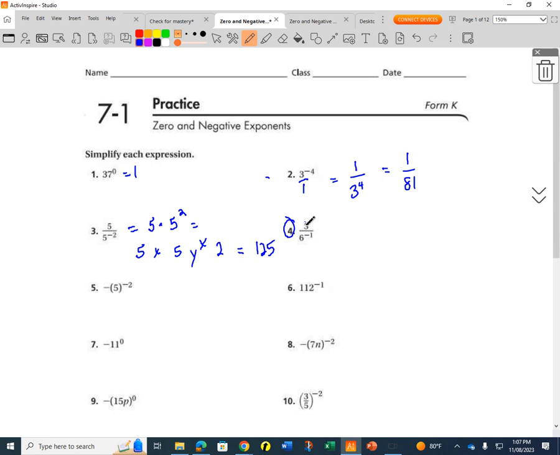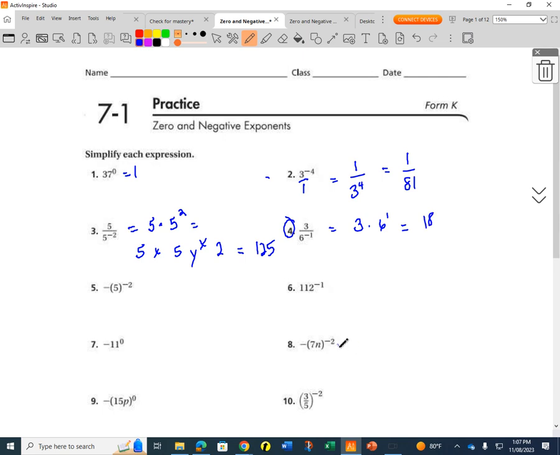Okay? So the 3 stays where it is, but the 6 has a negative exponent of 1. So we're going to rewrite that as 3 times 6 to the 1st power. Well, 6 to the 1st power is just 6, right? So what is 3 times 6 to the 1st power? It's just 3 times 6. Anybody know what 3 times 6 is? 18. That's right.